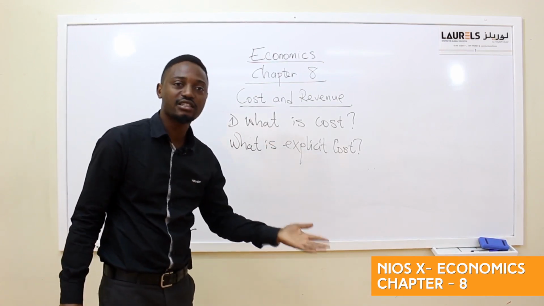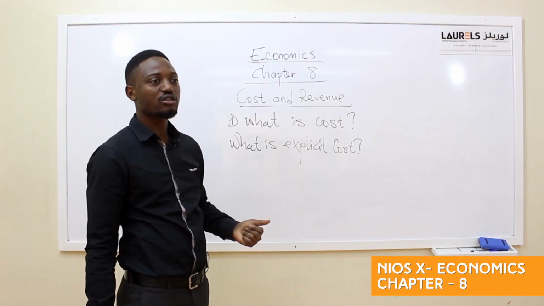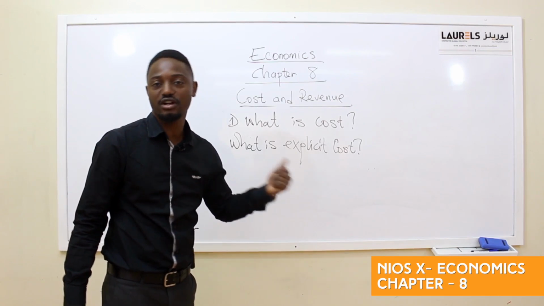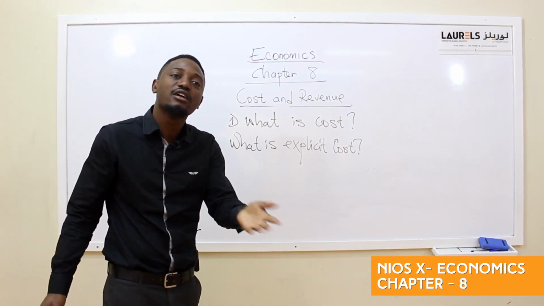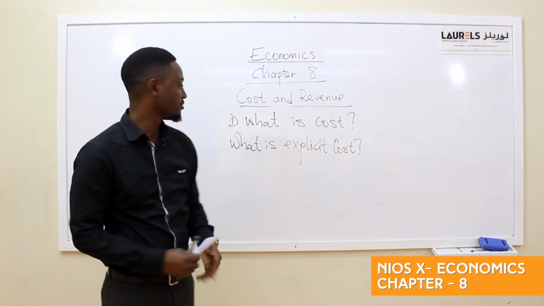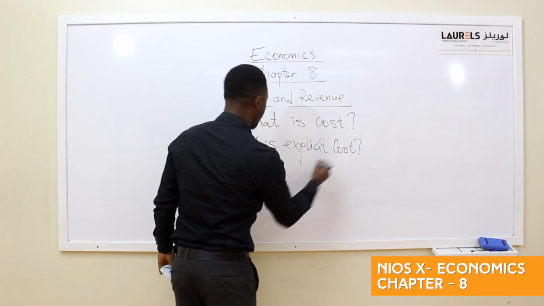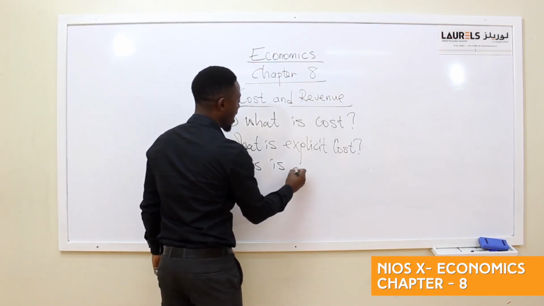Like rent is an explicit cost, wages, explicit cost, the cost of raw materials, explicit cost, because you can count how much you actually spend on buying or hiring the factor of production. So explicit cost, this is actual money spent.